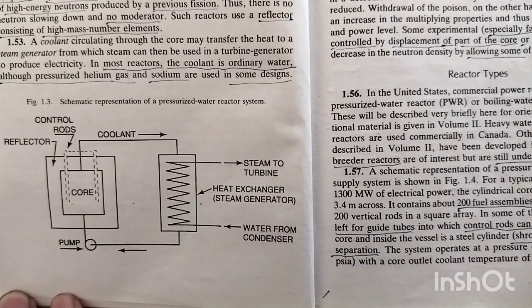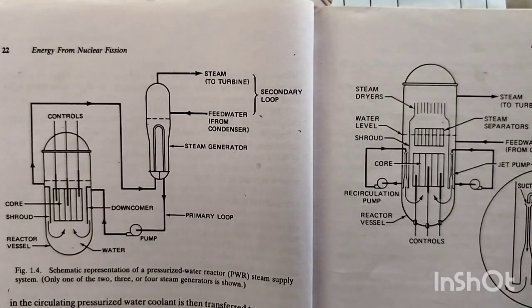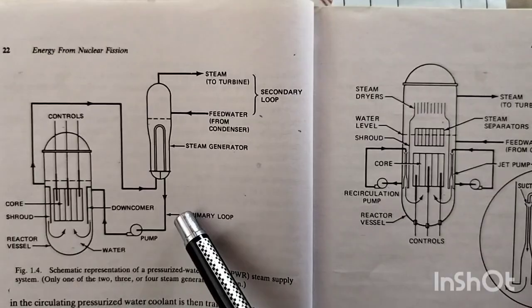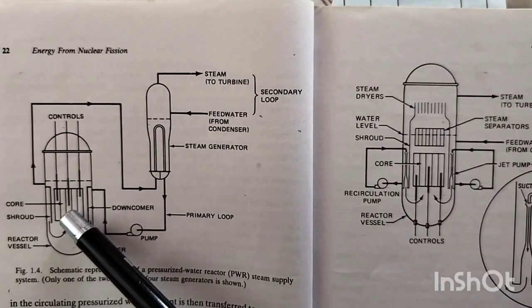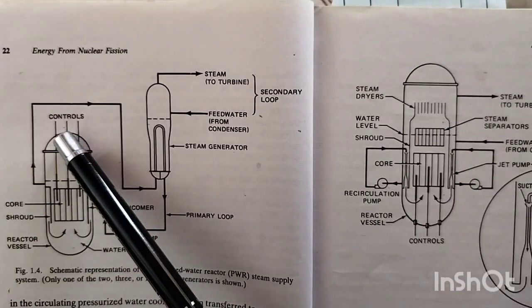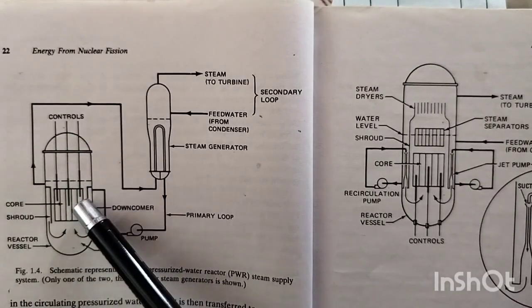Next, what we will see is some different types of reactors, as I told you. Pressurized water reactor. What is the diagram? I will show now. Now what you are seeing is the pressurized water reactor. So this is the reactor core. From the top, the rods are going inside to control the chain reaction.